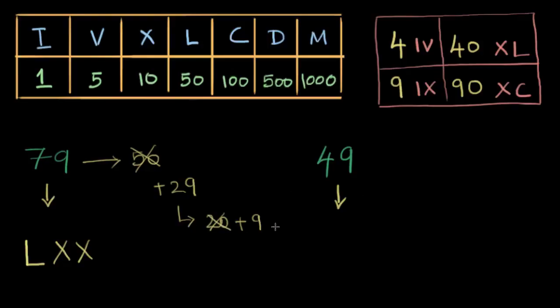Now I have 9. Now I have to look at 9 and ask myself, how do I write 9? And I don't have to care what came before that. All I need to care about is how do I write 9? And I know how to write 9. 9 is IX. That's how I write it. So I'm going to write 9 as IX. And I'm showing this separately so that you can see that this alone is written in the subtractive notation.